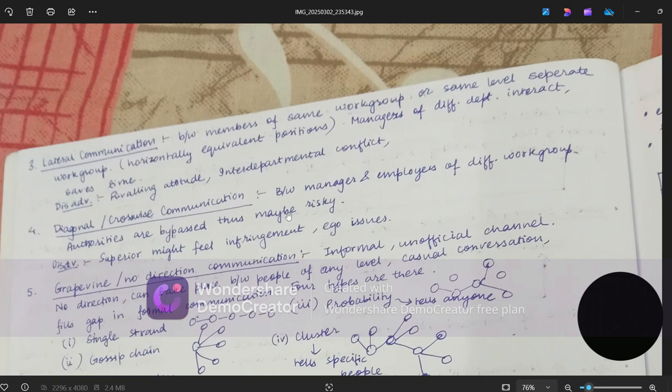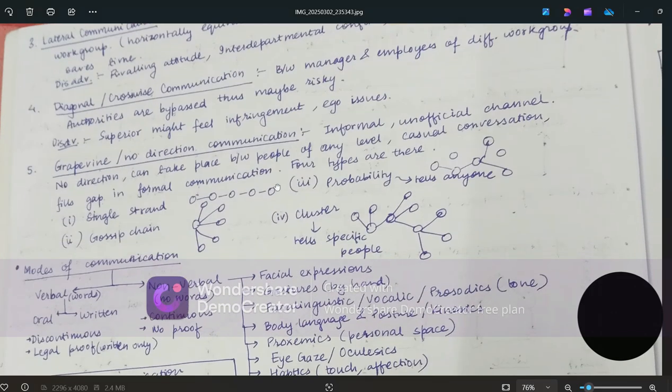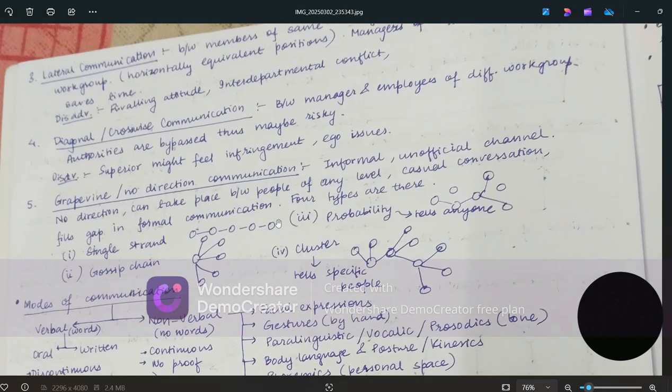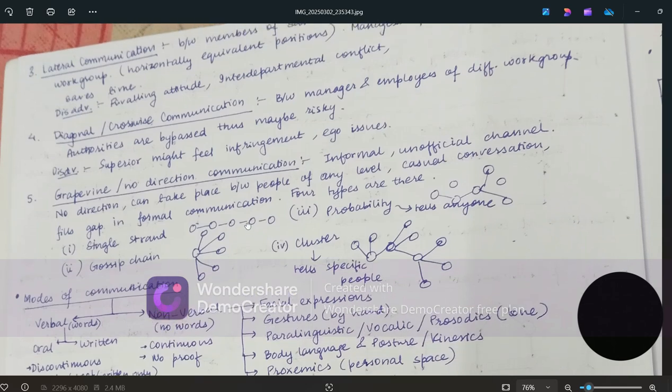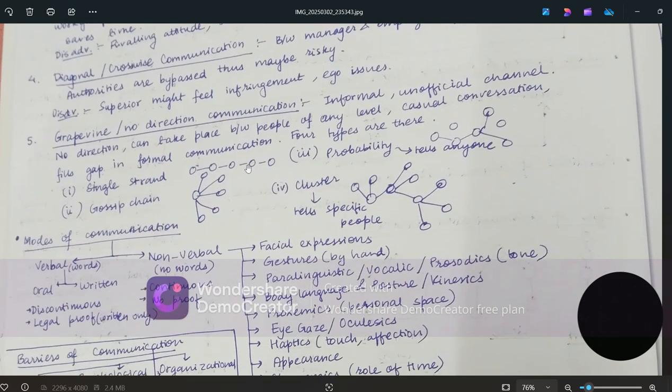The only disadvantage will be if a manager from another department interacts with your manager, you might think of him as a rival, and interdepartmental conflict might happen due to this. Next is diagonal or crosswise communication. This is between a manager and employees of a different work group entirely, and they bypass any other authorities, and it may be risky as well. The disadvantage might be that superiors might feel a kind of infringement within their work group, and some ego issues may be caused.